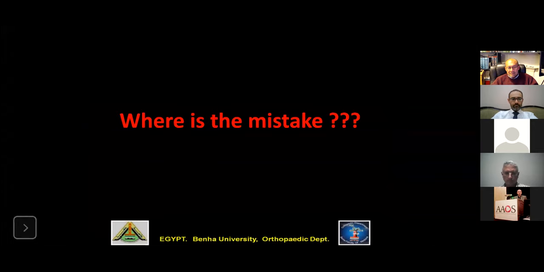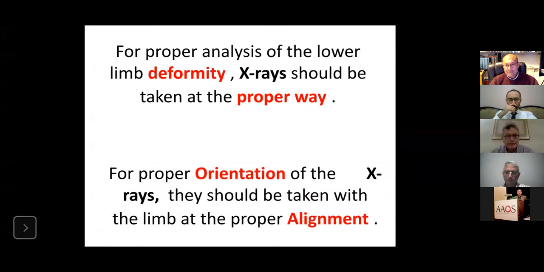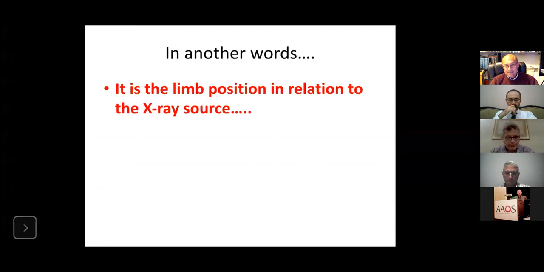However, I want to say, where is the mistake? This is the first slide again. For proper analysis of the lower limb deformity, we should have the X-ray in a proper way by having proper alignment for giving us proper orientation. In other words, simply, the limb should be positioned in relation to the X-ray in a proper way.